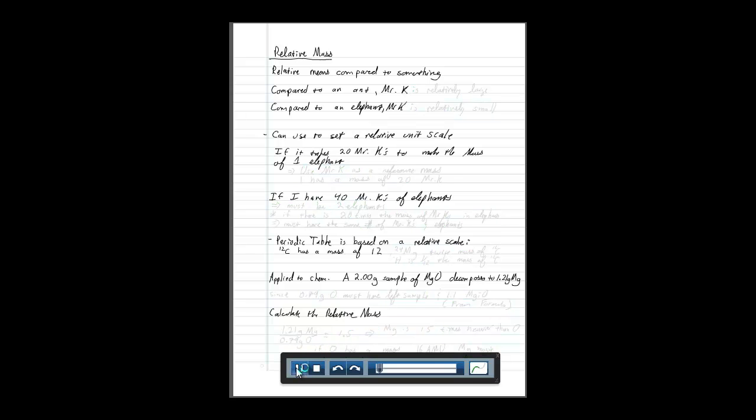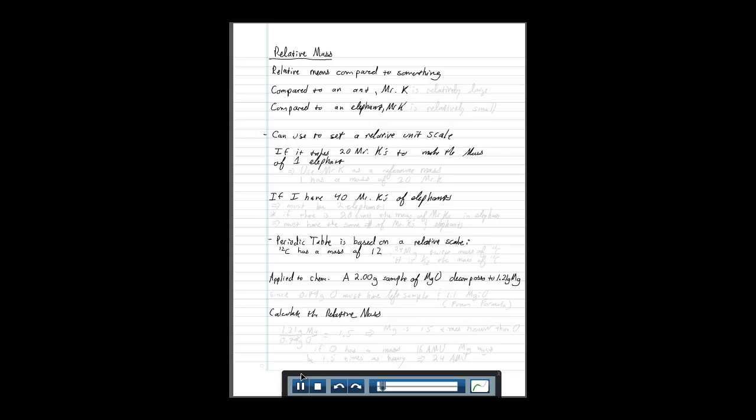In this lesson, we are going to discuss relative mass. Now, relative is just a word meaning compared to. And that's a scientific term. So, if I say compared to an ant, Mr. Kilgore is relatively large. But compared to an elephant, Mr. Kilgore is relatively small.